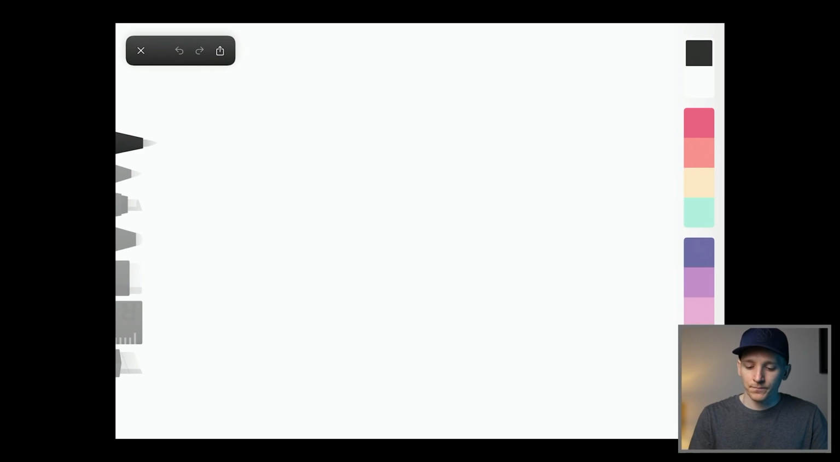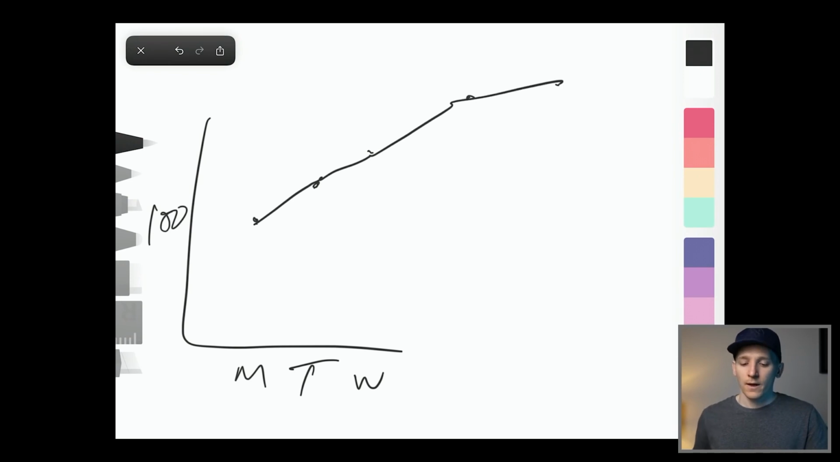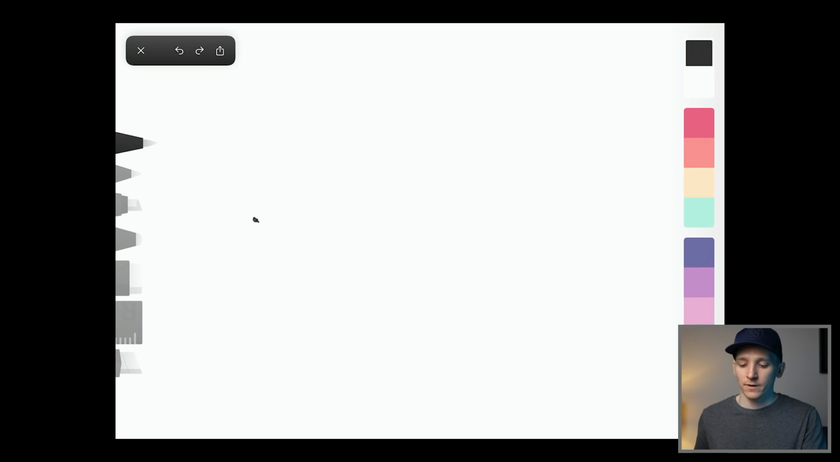Firstly, if we had a line chart which plotted prices, so that was 100, what you'd have is Monday, Tuesday, Wednesday, like this, and you'd just have a line chart. That tells you absolutely nothing about the trade or anything that's happened. You need a candlestick chart. A candlestick is going to give you an open price, a close price, and a high and a low. That is done by the wicks like this.